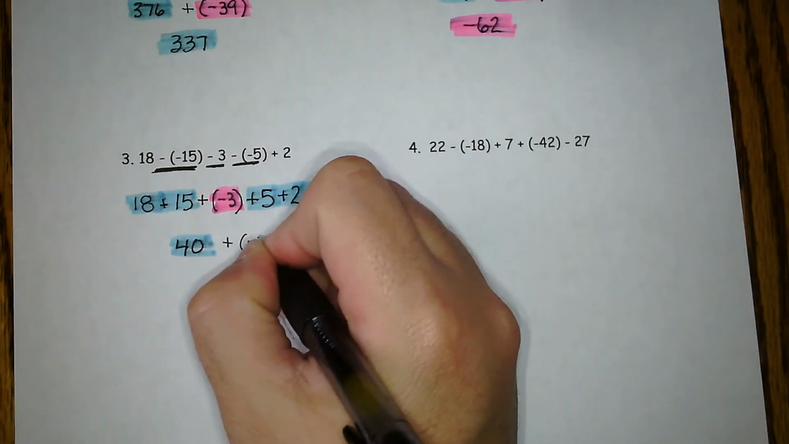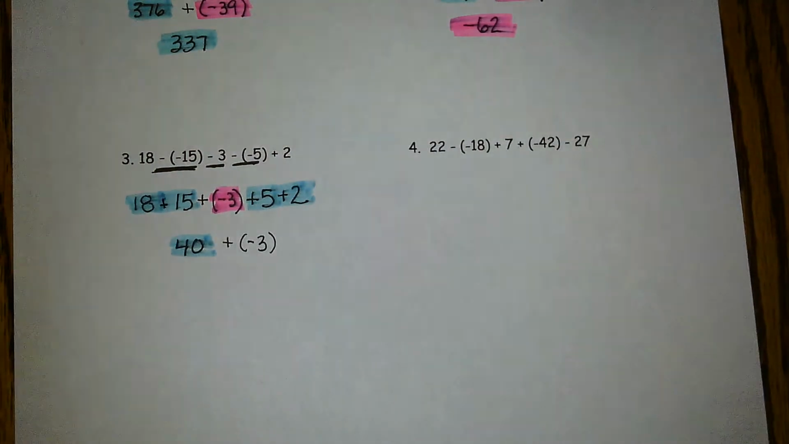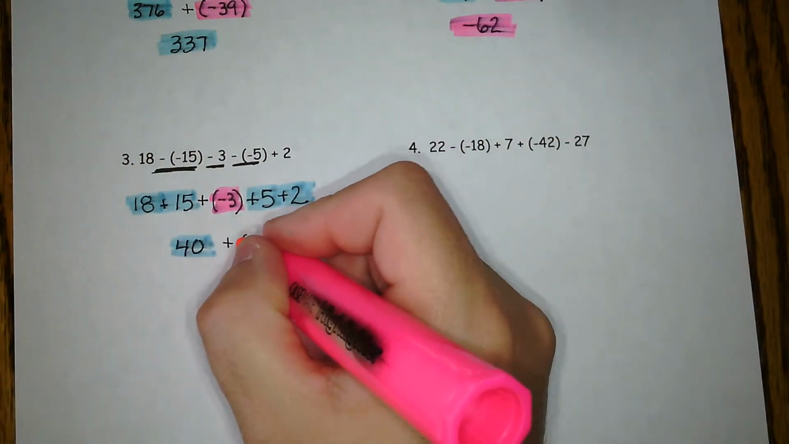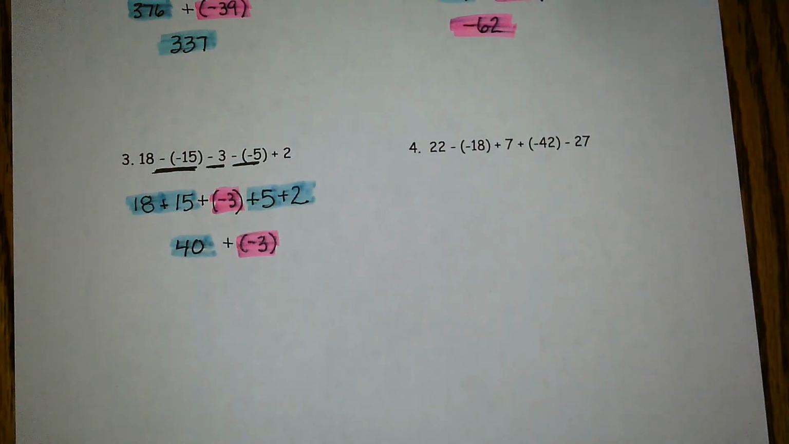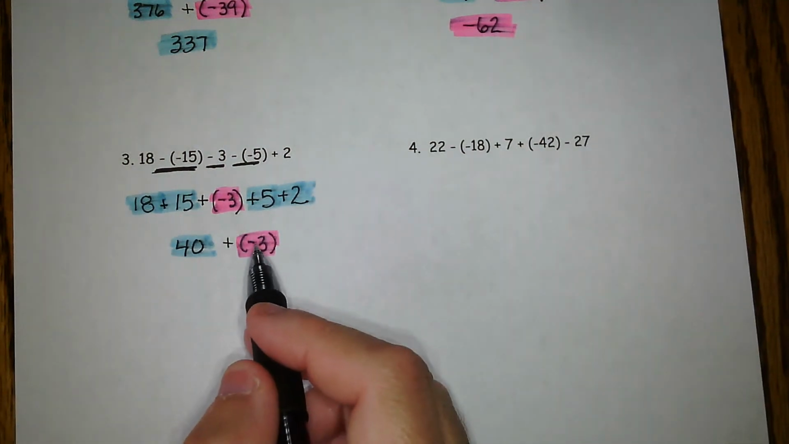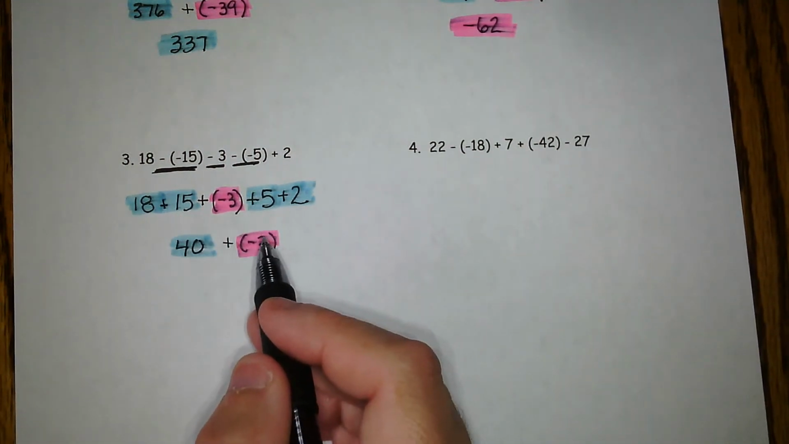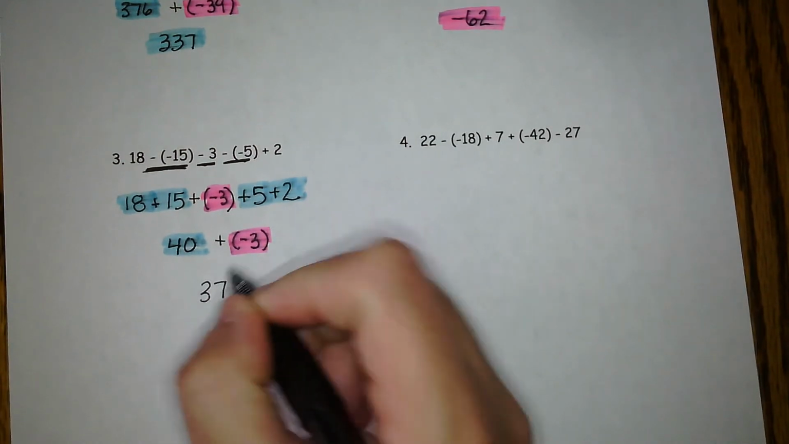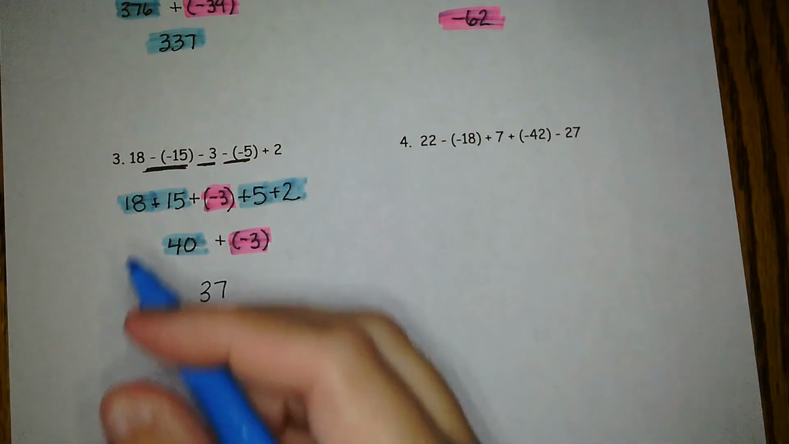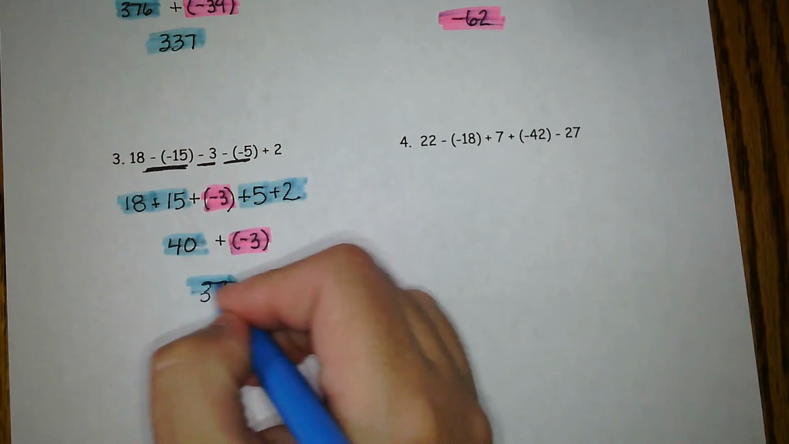So who's going to win this war? Of course, the positives will in this case because there's more of them. But the 3 are going to make an impact, tiny as it is. So every positive and every negative cancel. So I need to take 3 off of that winning team. And I'm down to 37 positives. There's my final answer for number 3.